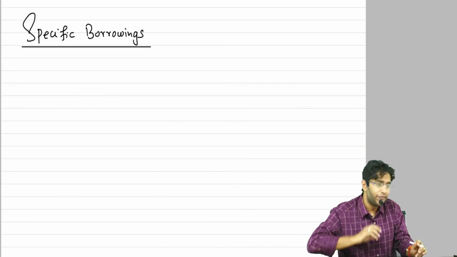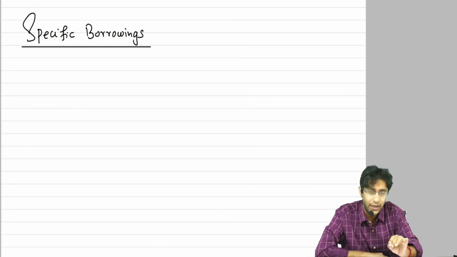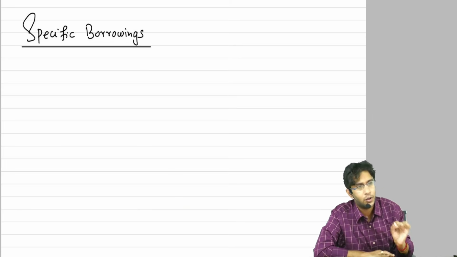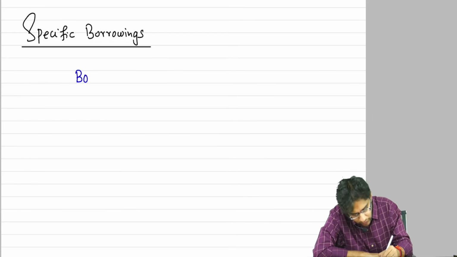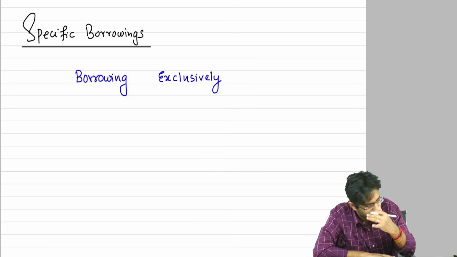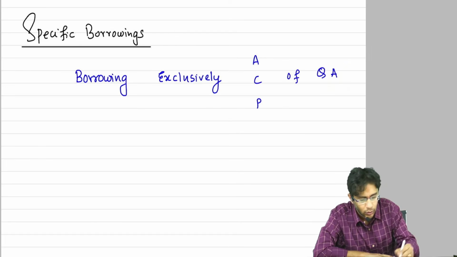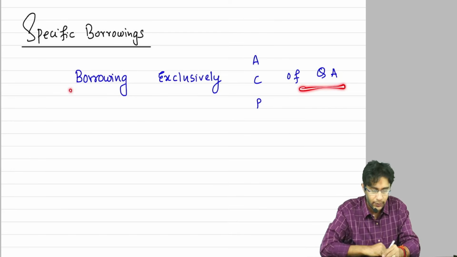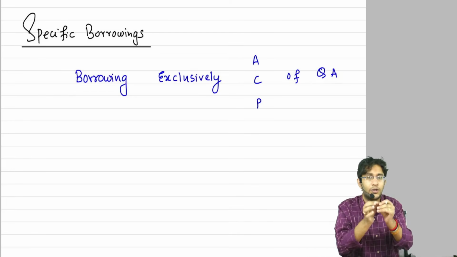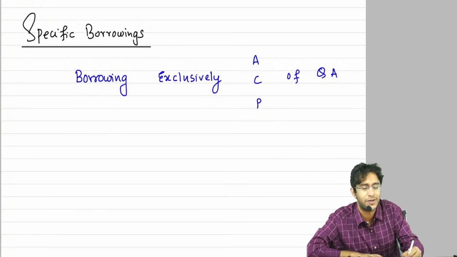See the words specific borrowing; the word itself tells that this is a borrowing which is made exclusively for the purpose of acquisition, construction, or production of a qualifying asset. If expenditure on the qualifying asset was not incurred, a borrowing also would not have been there. That sort of direct relation. This is called a specific borrowing. Now, sir, what is so special about this?